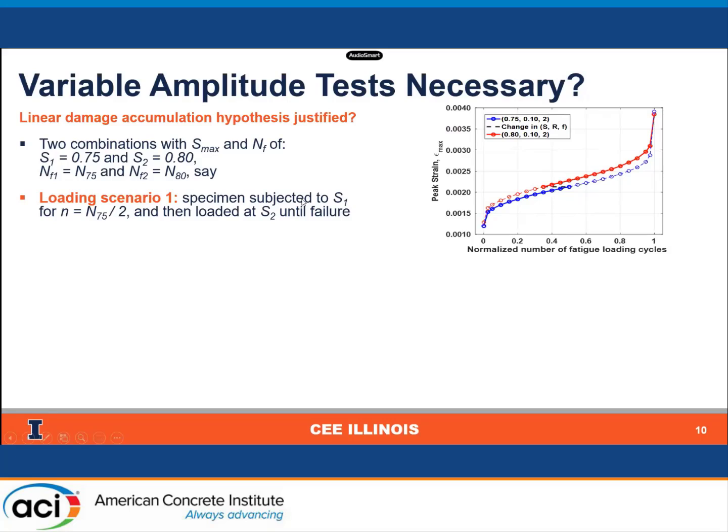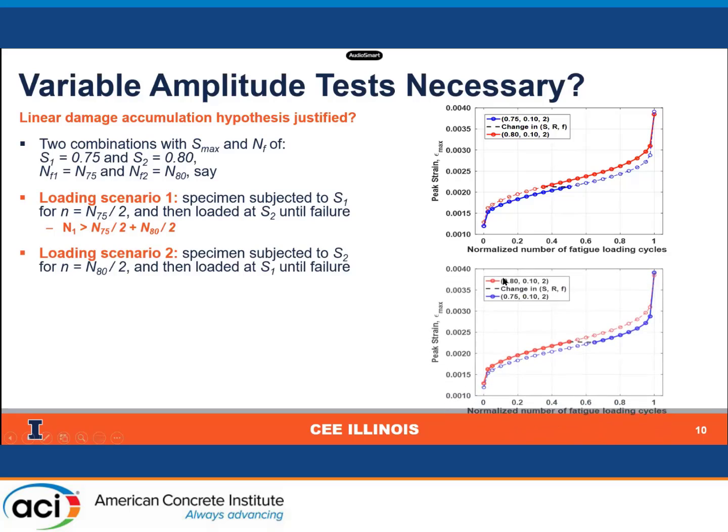We would load it up to 50% of its failure number of cycles, which is N75, after which we would switch to the 80% and then load it all the way up to failure. As we can see from the plot here, the peak strain levels are going to be roughly similar when we make this switch. The total number of cycles would be 50% for the 75% level and something greater than 50% for this 80% level.